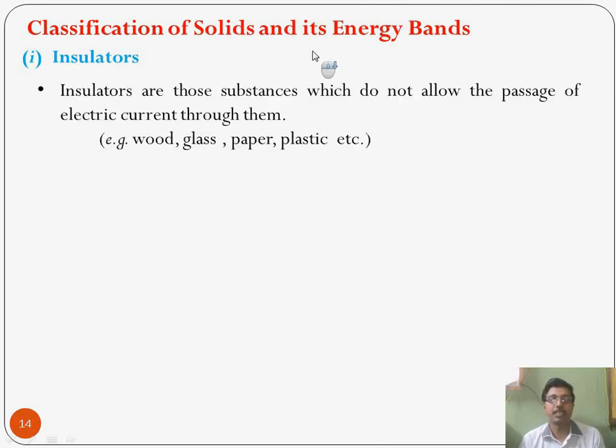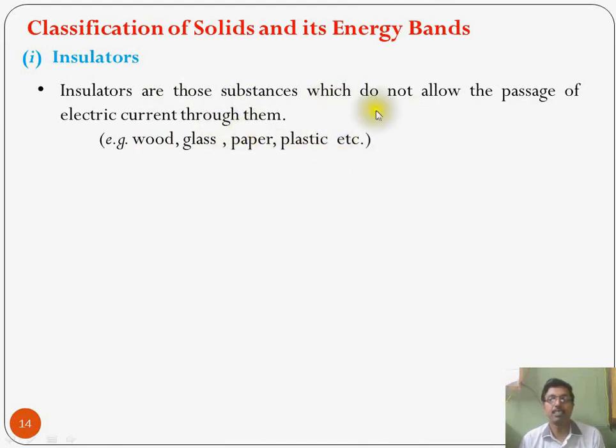The classification of solids and its energy band. Now we can see some solids and the energy band levels in those solids. Here we are going to take three solids: one is the insulator, another is a conductor, and the third is a semiconductor. Now we can start with insulators. Insulators are purely non-conducting materials. Examples: wood, glass, paper.